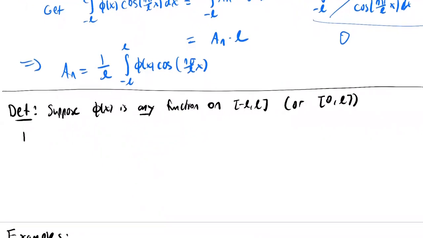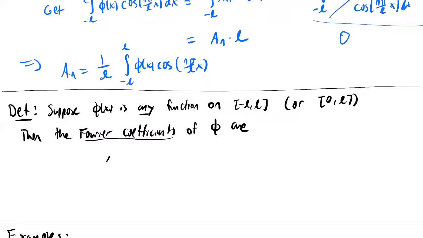Right. So the Fourier coefficients of phi are just an and bn as before. Right, so the same formulas. Again, the key distinction is we're just given a function on the interval between minus L to L, or possibly between 0 and L, where L is just some fixed number that's being given to you.